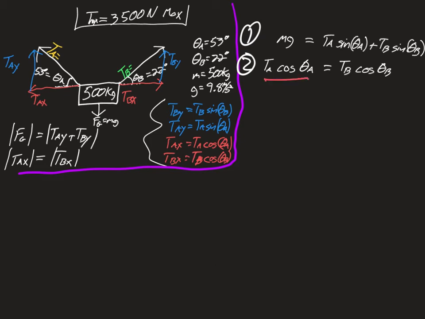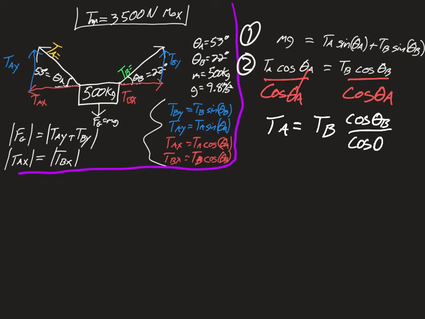In fact, if I divide both sides by cosine of theta A, you can see that I would cancel out on that side and end up just with TA on that side. And so I would have a new statement of TA is equal to tension B times cosine theta B divided by cosine theta A. And that's really good, because now we can plug this value for TA into this equation, and we'll only have one variable of TB.